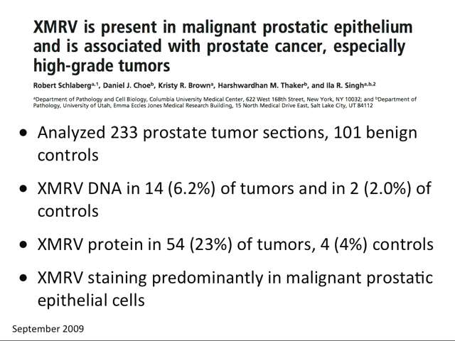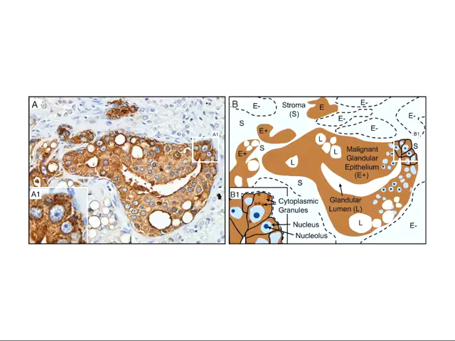And in this study, in contrast to the first one, she found that the protein, the viral protein, is predominantly found in malignant cells, not the stromal cells, which are the non-malignant part of the sections. Okay, so this is a bit different, but she also is finding XMRV consistently in prostate tumor.